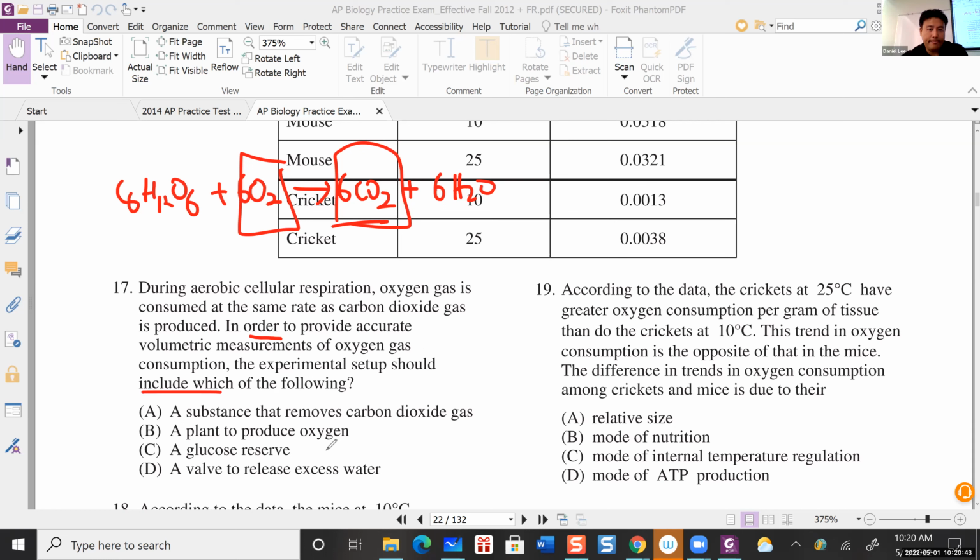So the question is, in order to provide accurate volumetric measurement of oxygen gas, an experimental setup would include which of the following? So the respirometer, when you set it up, you have to get rid of CO2 so you can measure how much oxygen is consumed. So you would have to have a substance that removes CO2.